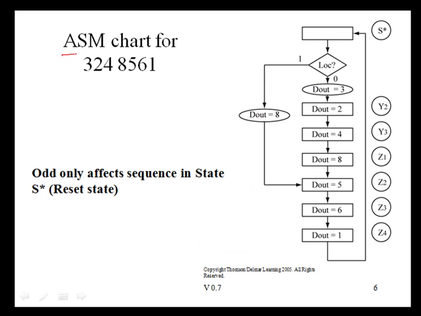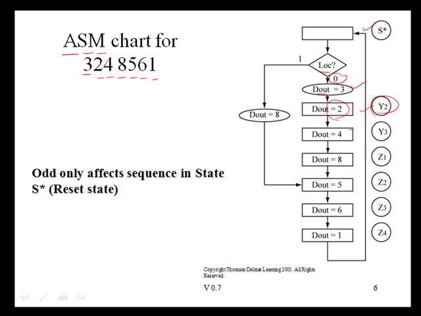This slide shows the algorithmic state machine chart for our finite state machine. We're going to design this finite state machine to display this fixed sequence of numbers 3, 2, 4, 8, 5, 6, 1. This is going to be our first state that we enter on power up, and in this state we're going to check the value of the loc input. If loc is a 0, then we're going to put in our D out outputs the value 3. In the next clock cycle we're going to move to state Y2 and display the value 2.